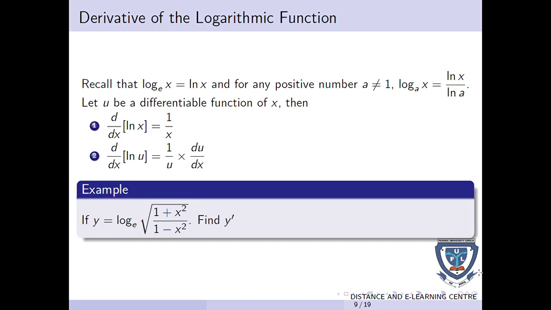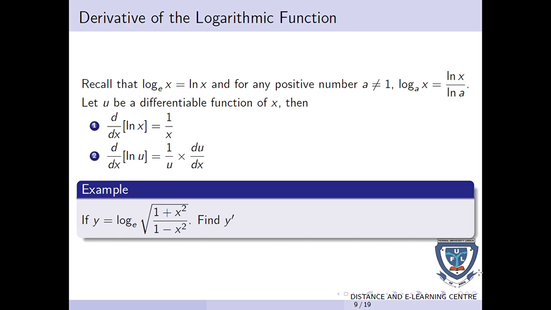Recall that log x base e is equal to the natural logarithm of x. And for any positive number a which is not 1, log x base a is equal to log x all over log a, which is in its natural logarithm. Let u be a differentiable function of x, then the derivative of ln x is equal to 1 over x, and the derivative of ln u is equal to 1 over u times du dx.